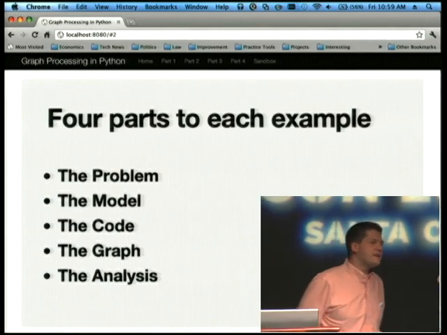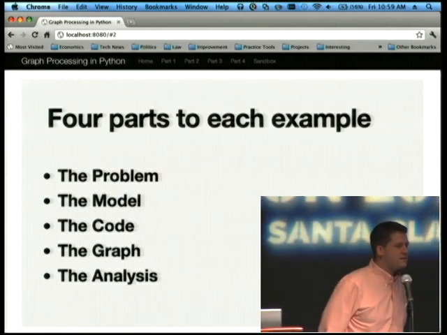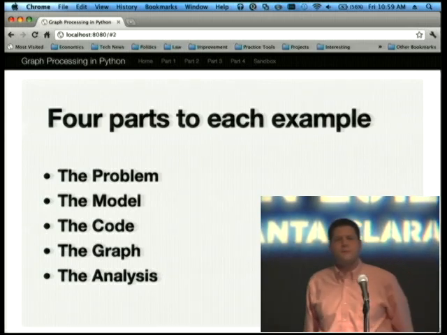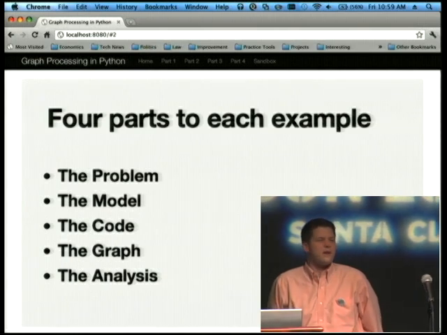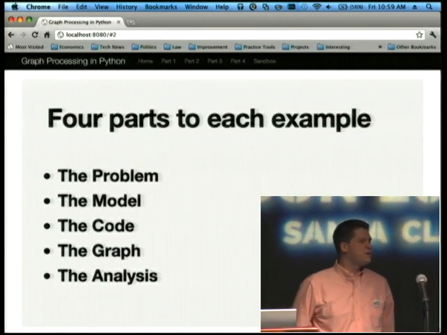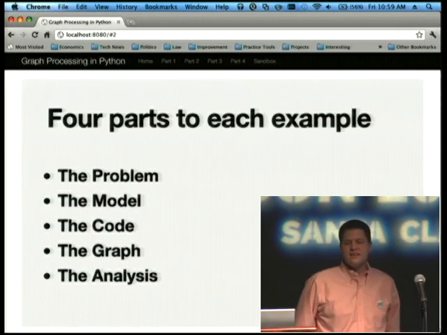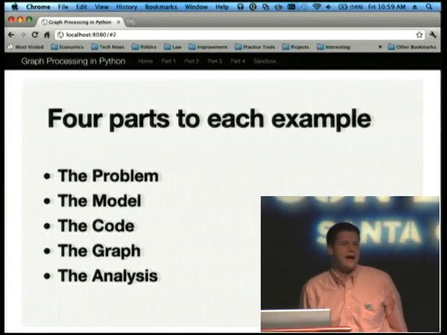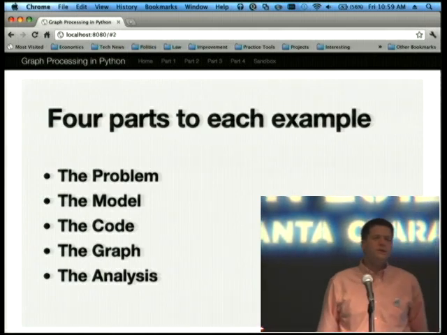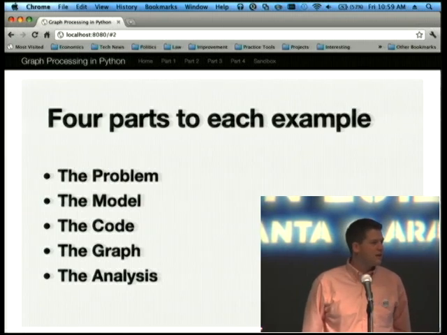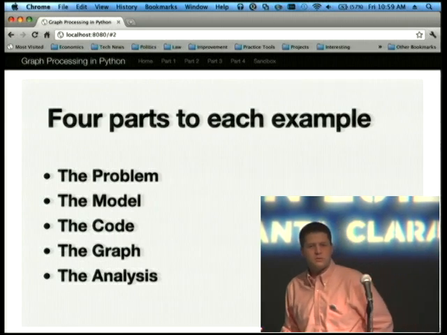For each one of these things, I'm going to talk about 5 different things. The first is the problem: what are the questions that we're trying to solve? What are we trying to actually do? Second, I'm going to talk about the model: how do you lower that into a graph representation? This is really about that question I was saying earlier. What are your nodes? What are your arcs? What are your relationships?